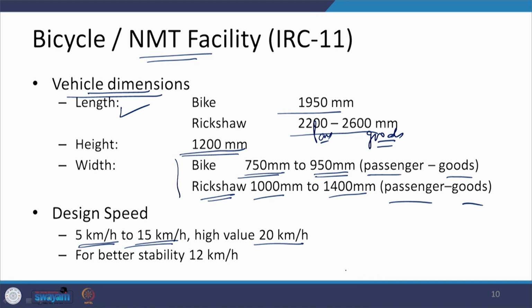But when you are looking at the stability of the cycle, then 12 kilometers per hour is defined as a stable cruising speed of a bicycle. Okay, so that is the speed which we should usually try to provide, and the design should be such that it can be achieved.